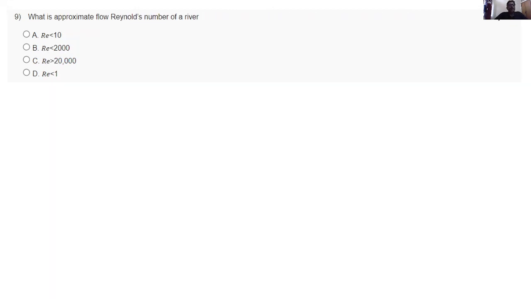What is the approximate flow Reynolds number of a river? For rivers, the turbulent forces dominate. We know that very well. And if the turbulent forces dominate, the Reynolds number has to be very high. From experimental evidence, it has been found that the Reynolds number needs to be greater than 20,000 at least for a river. So the answer is C.